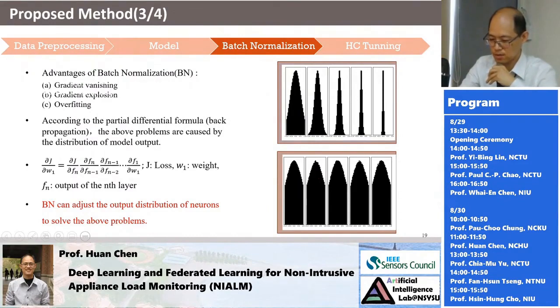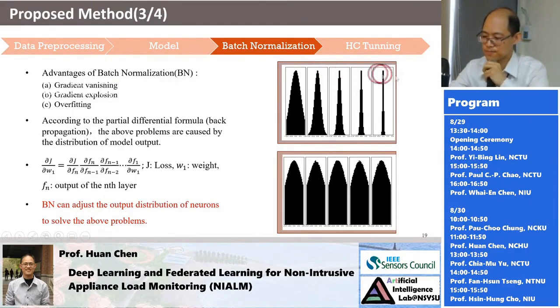According to the partial derivative formulas, as you can see, if you want to take the partial derivative with respect to a specific weighting, there is probably a long chain of terms because of the chain rule. So it's easier to have the gradient vanishing problem or gradient explosion problem. But batch normalization can adjust the output, the distribution of the neurons, to solve the above problems.